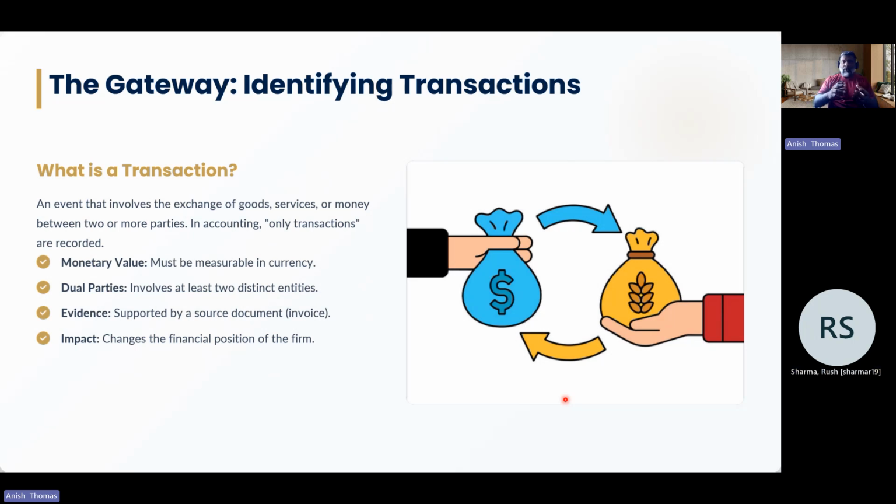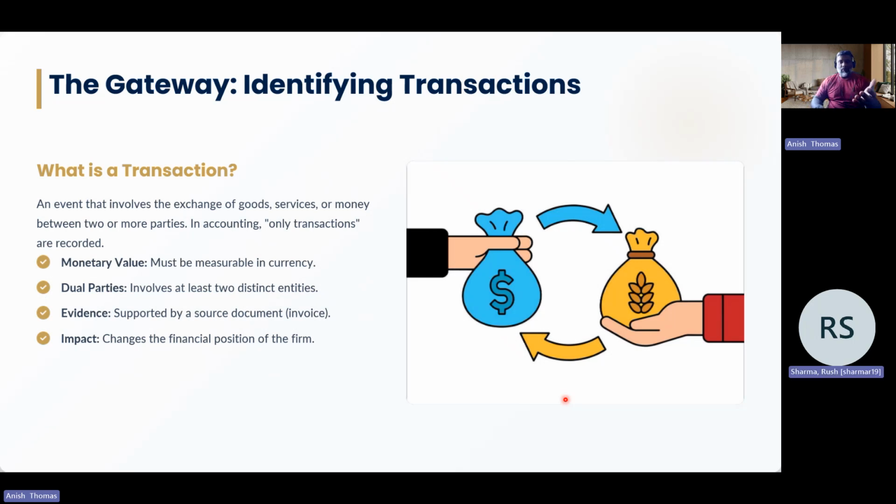This doesn't mean that the transaction has to be in cash. It can be in kind also. Like I'm giving you my car in exchange for your car. It's a barter transaction. Here there is no cash involved, but I can still assign a monetary value based on the value of the assets that are being exchanged.